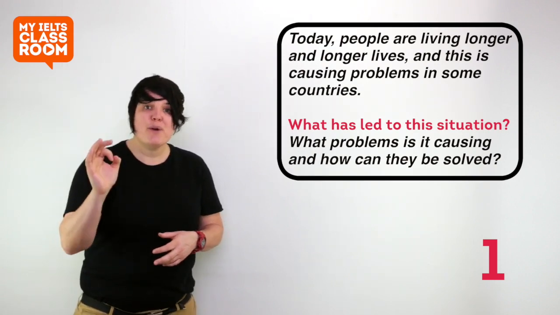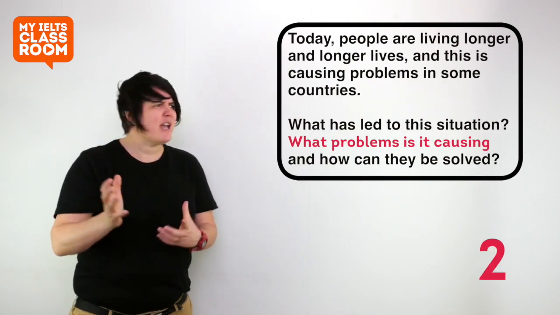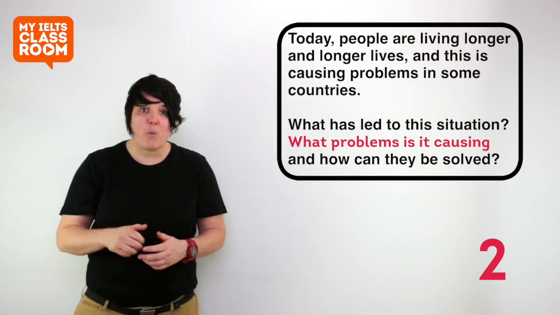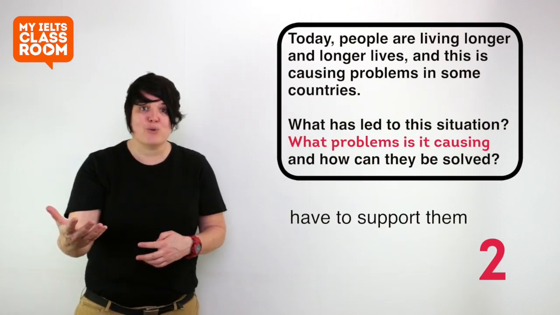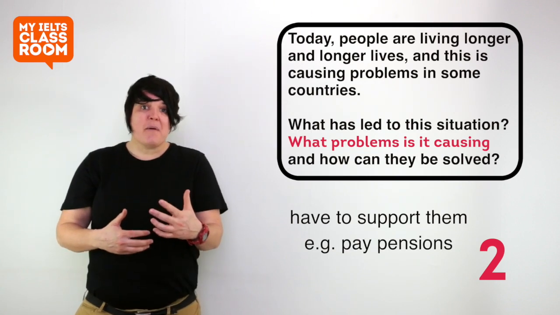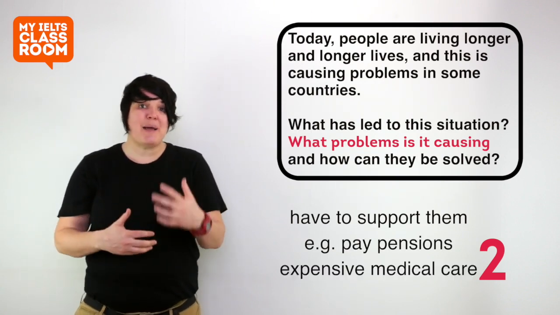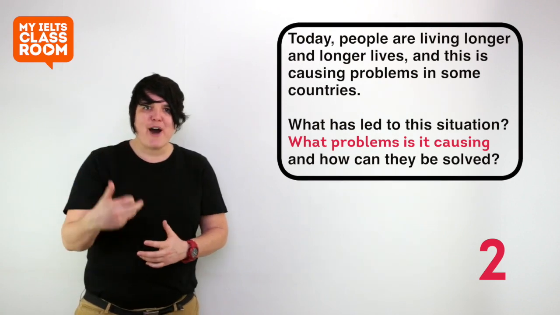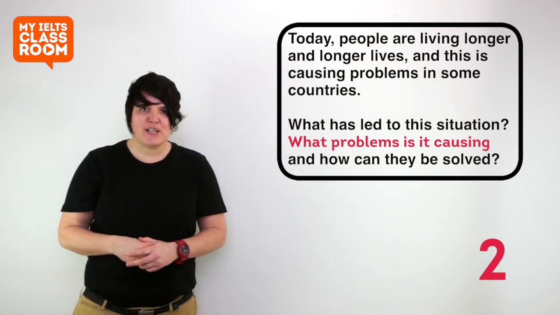Second, what problems is it causing? What do you think? Why is it a problem that people are living for longer? Well, we must support them in their old age. Governments must pay pensions for longer. Old people need more expensive medical care. It's all about money.